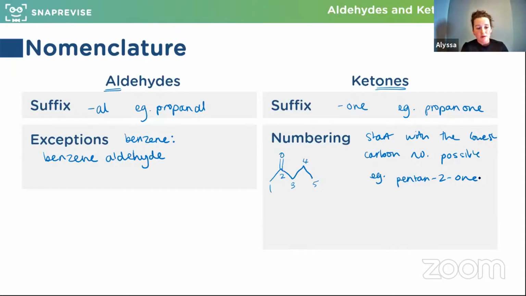Yes, exactly right. Well done. So we start at the end which is closest to our priority functional group. Good. So you always know that your priority functional group, the one that is named at the end of your name, is at the carbon with the lowest number, or at the shortest end of the chain.